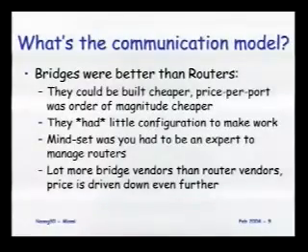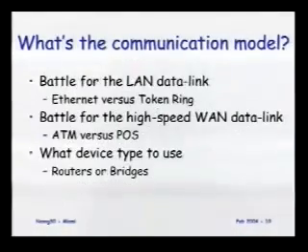And a lot of people thought you had to be an expert. I guess the definition of an expert is if you have to do anything more than plug the power in, you have to be an expert. So a lot more bridge vendors than router vendors, and that caused the price per port to be driven down even more so. So we have three interesting battles that happened during this time frame. Which data link was going to win? Is it going to be Ethernet or token ring? And in the wide area, is it going to be ATM or POS?